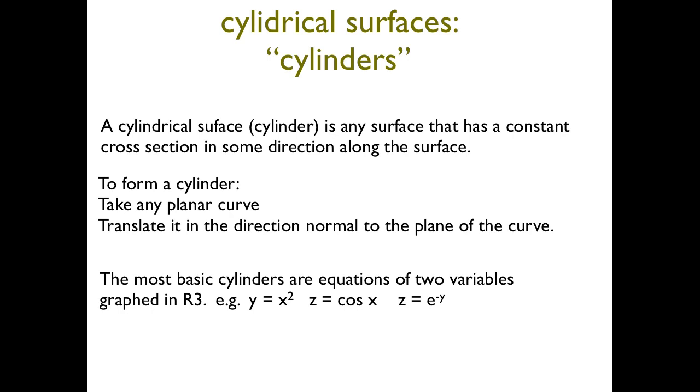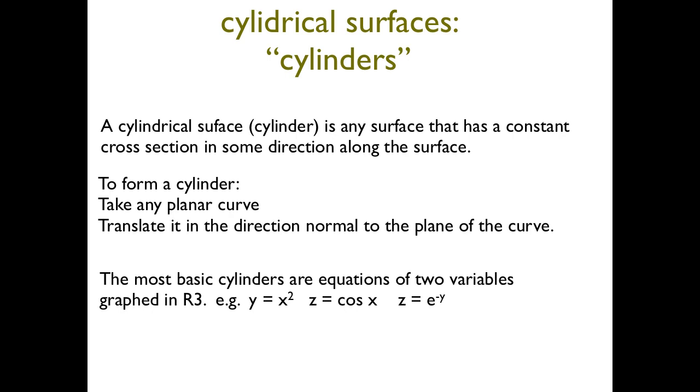Okay. So here's another kind of surface. What do we cover? Ellipsoids, paraboloids, spheres, double cones, planes. These are all things we talked about, right? So here's another kind of surface, which we call a cylindrical surface, or cylinders. This is any surface that has a constant cross-section if you move in some direction along the surface. No matter how you slice it, you get the same curve. Make sense?